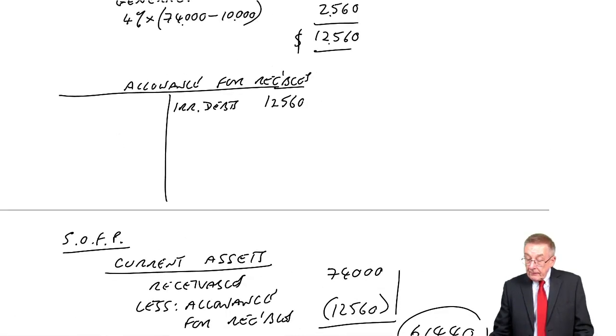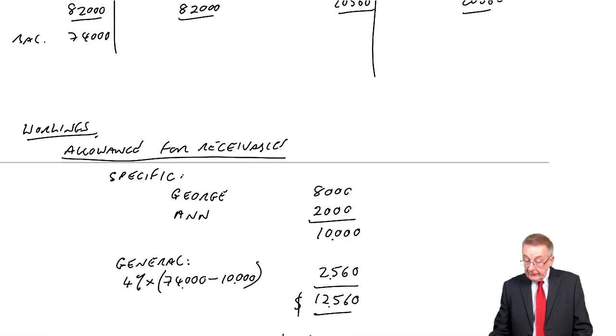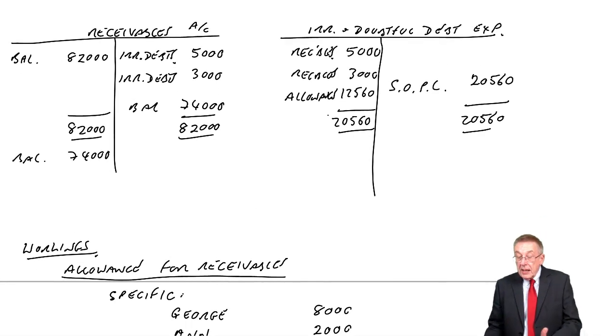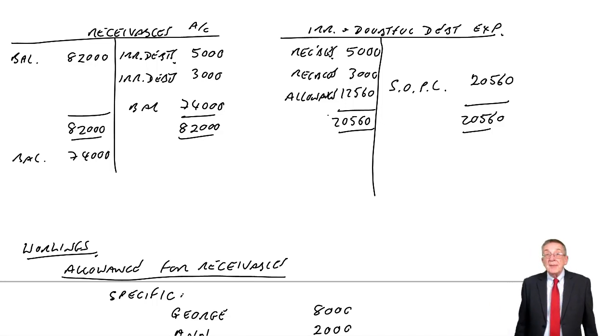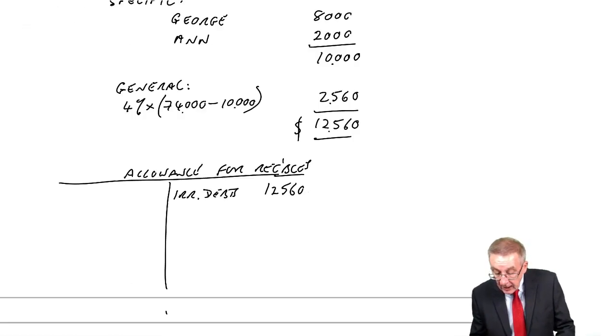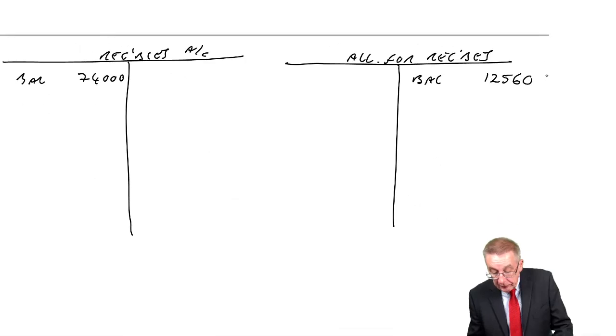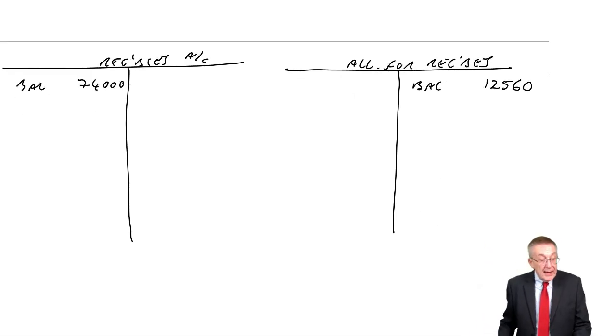And finally, we had an irrecoverable and doubtful debts expense account. But if you remember, the balance was 0. We'd recorded the expense for the first year and then moved it to the statement of profit or loss. All right, now let's go through example 3.